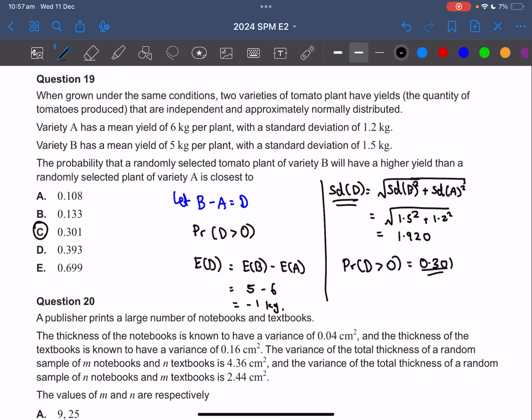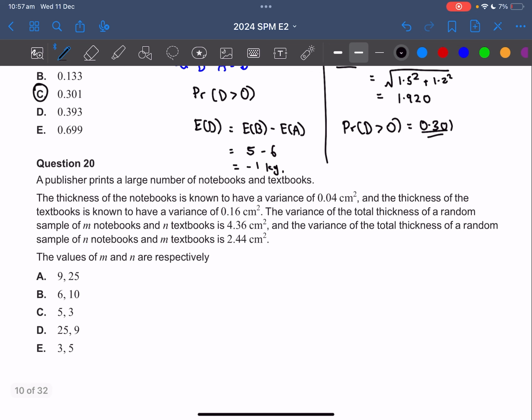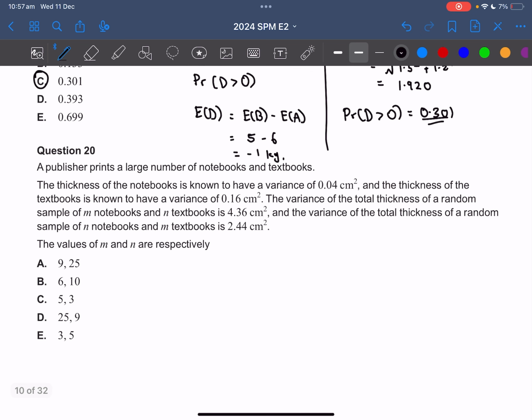Okay. A publisher prints a large number of notebooks and textbooks. The thickness of the notebooks is known to have a variance of this. So I'm going to say that our N represents the notebook, so that is equal to 0.04. And the thickness of the textbook is known to have a variance of this. So the variance of T, the textbooks, is going to be 0.16. The variance of the total thickness of a random sample of M notebooks and N textbooks is 4.36.